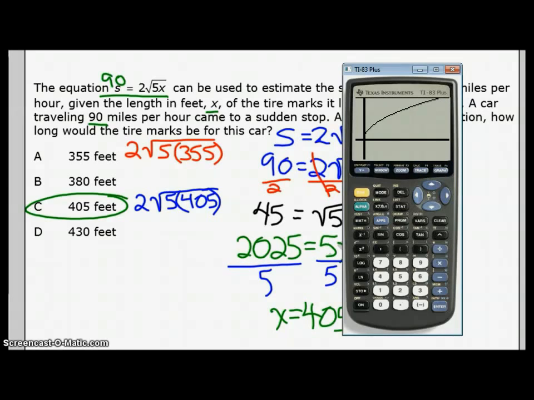Now we need to figure out where the intersection is. Second, calc, intersect, and just enter, enter, enter. And you can see it's telling us that x equals 405. So that's 3 different ways that we can solve this question.